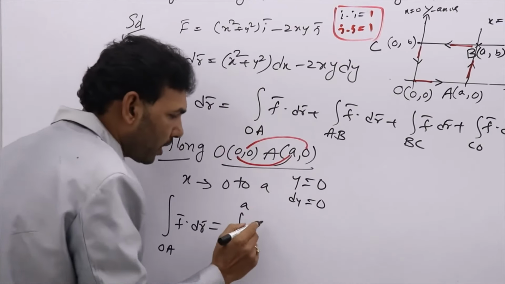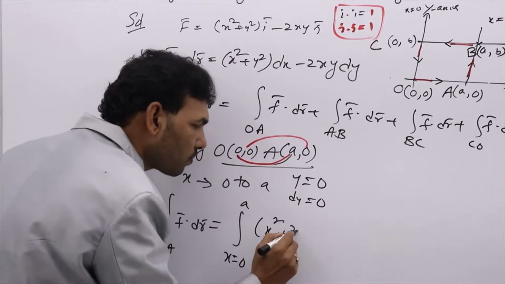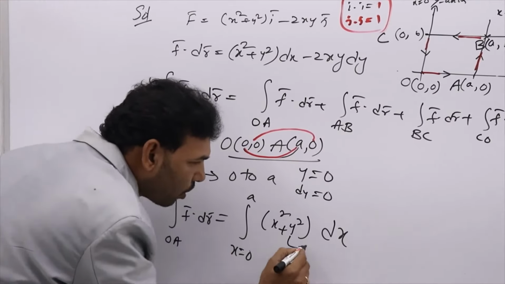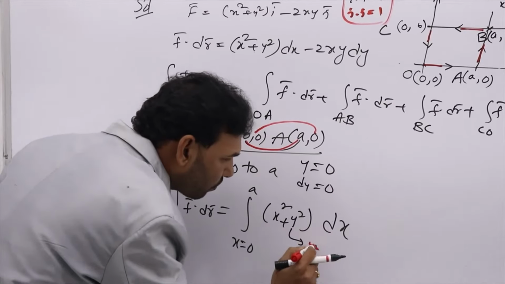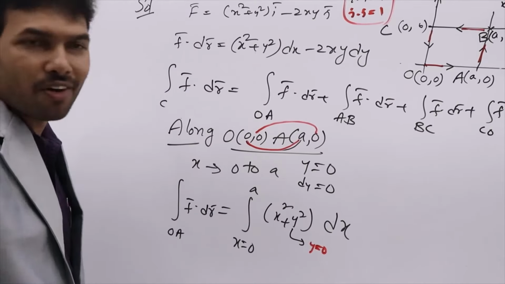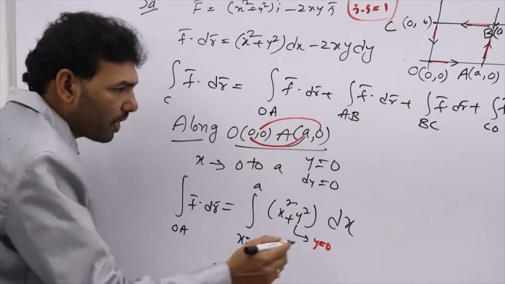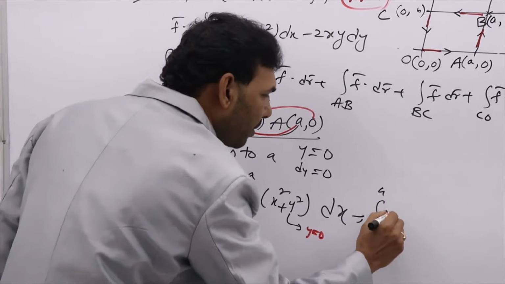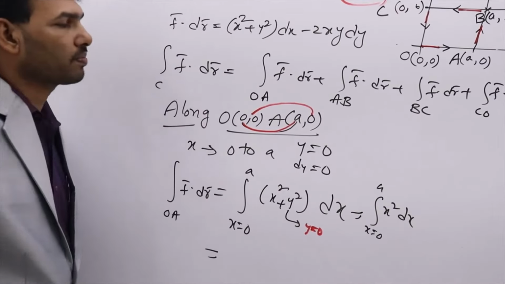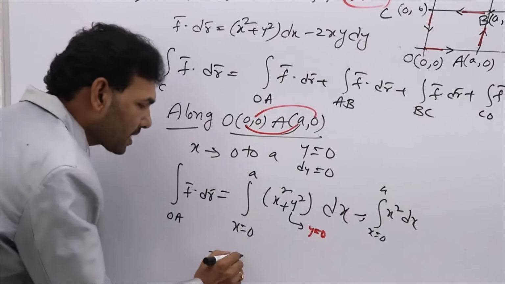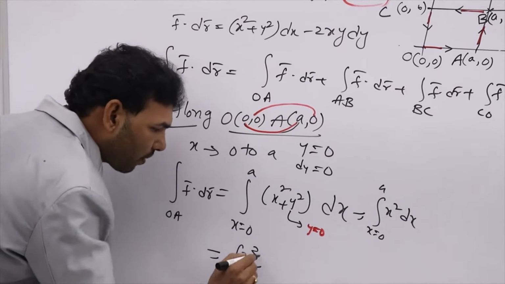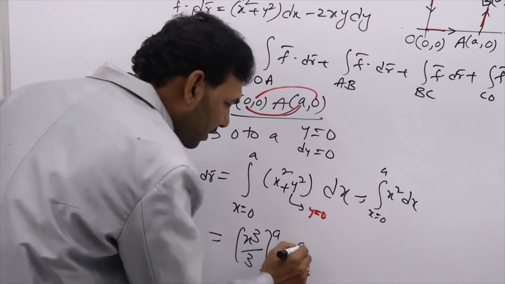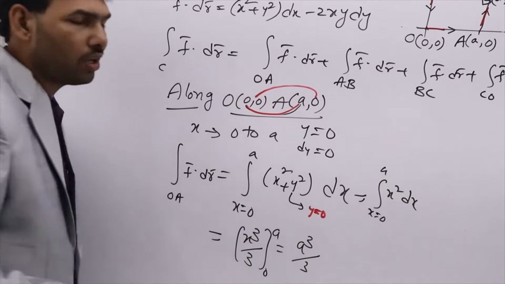Now write this one only, x square plus y square dx, in which again y is 0. If you write 0 in the place of y, what term is left over? X square only. Integral x equal to 0 to a, x square dx. Integral of x square is x cube by 3 from 0 to a. Write a in the place of x, what do you get? A cube by 3. If you write 0, that becomes 0.